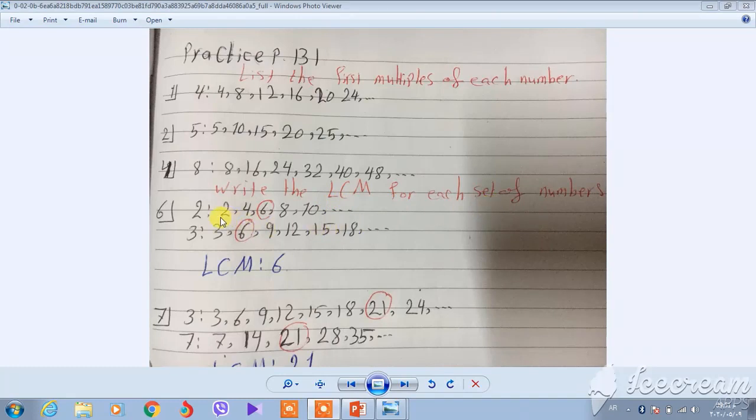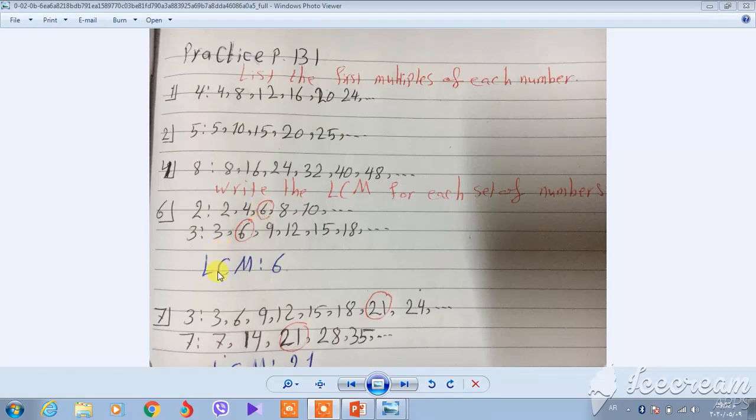Find LCM for 2 and 3. Multiples of 2 are 2, 4, 6, 8, 10. For 3, we have 3, 6, 9, 12, 15, 18. Which one is least? We have 2 there, we don't have it there. We have 4 there, we don't have it there. We have 3, we don't have it there. So which number is least? We have 6. 6 is least common multiple, student.